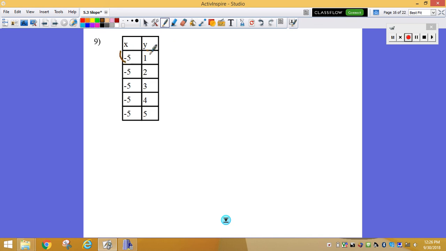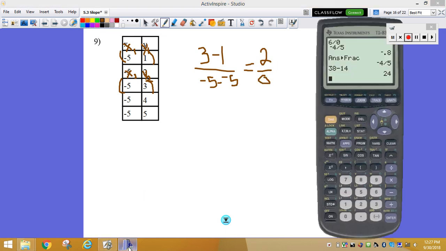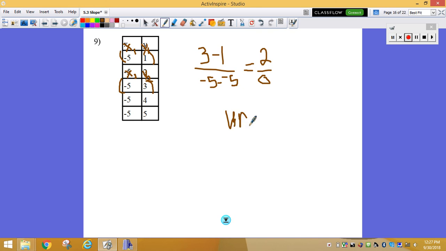Okay, I'm going to use this first one, and I'm going to use the middle one. x1, y1, x2, y2. So y2 is 3, y1 is 1, x2 is negative 5, x1 is negative 5. On top I get 2. On bottom, negative 5 minus negative 5 is 0. Again, if you try and divide that, 2 divided by 0, it comes up as an error. This slope is undefined because 0 is on the bottom.